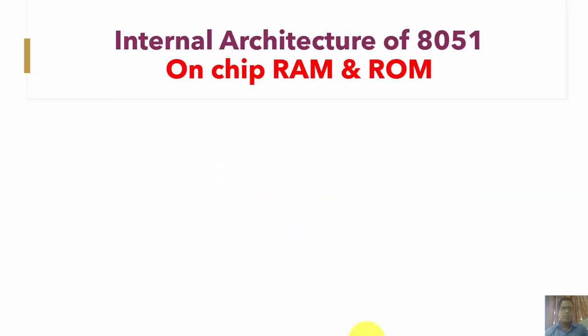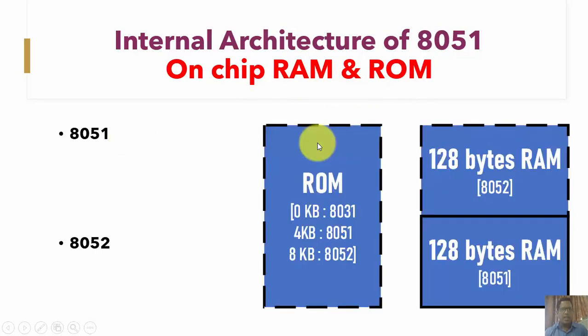The next one of the most striking features of the 8051 microcontroller is the on-chip random access memory and read-only memory that is present. In the 8051, we have 128 byte RAM and 4 KB ROM. We know that the RAM is used to store data during execution, whereas for the code that we want to store permanently, this read-only memory is used.